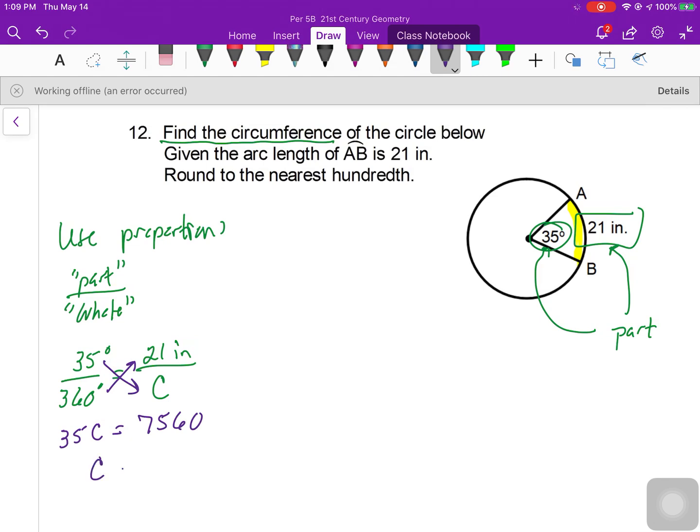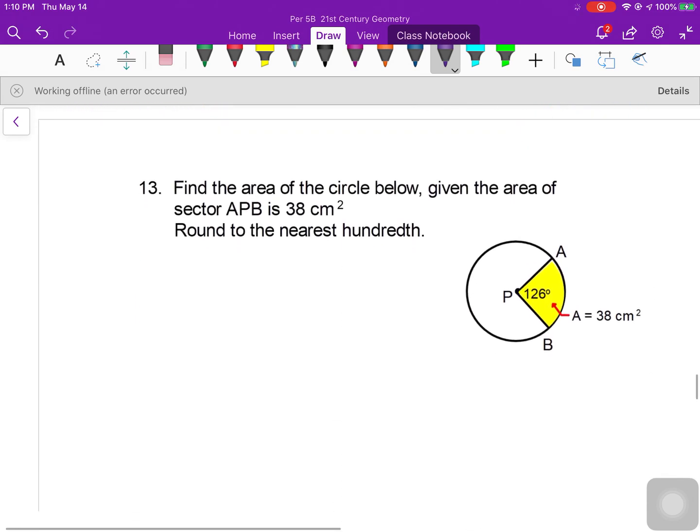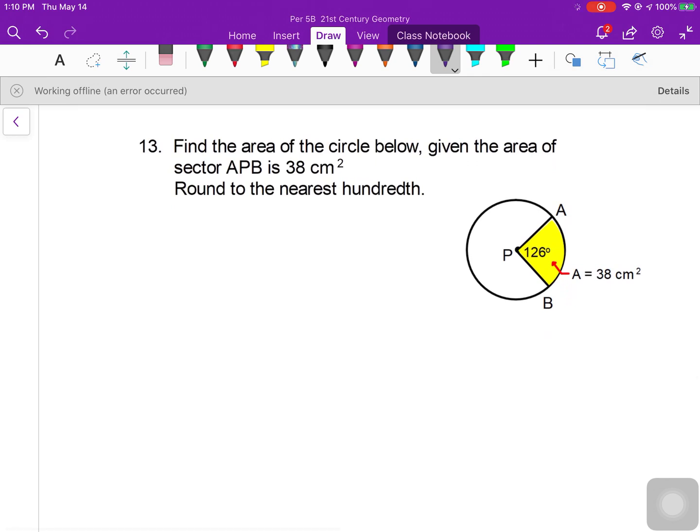35 times c is 35c. 360 times 21, 7,560. We divide by 35. The circumference comes out to be 216, and the label would be inches. Anytime they give you information about parts of the circle, but then they ask for something in the whole circle, you're going to use these proportions. Let's try another problem.